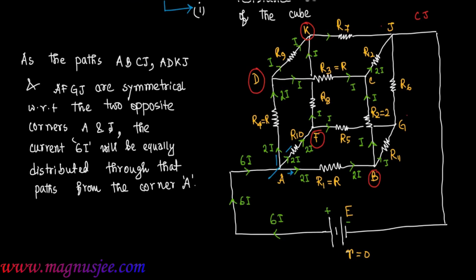Now a current 2I will be flowing through the resistance R7 between the two corners K and J, because the currents coming from the arm DK and FK are I each. That's why the current flowing through the seventh resistor R7 between the two corners K and J is 2I.